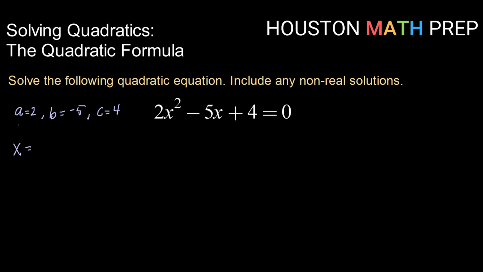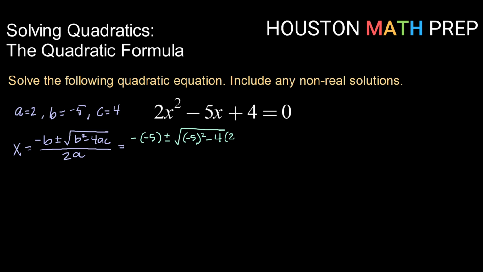So going ahead and plugging those into our quadratic formula, which is -b plus or minus the square root of b squared minus 4ac all over 2a. So plugging those values in, I have a negative times -5 plus or minus the square root of -5 squared minus 4 times 2 times 4. And all of that is over 2 times 2.